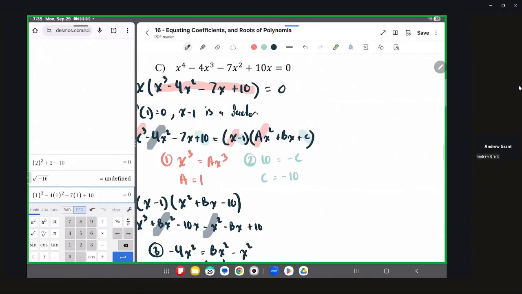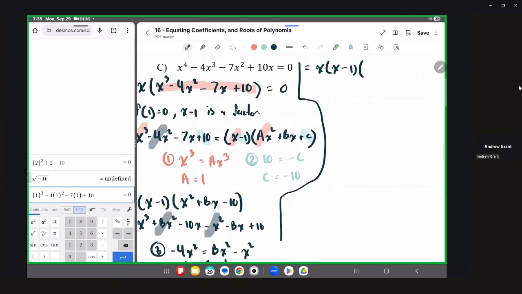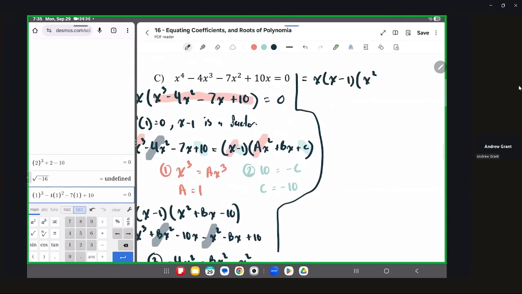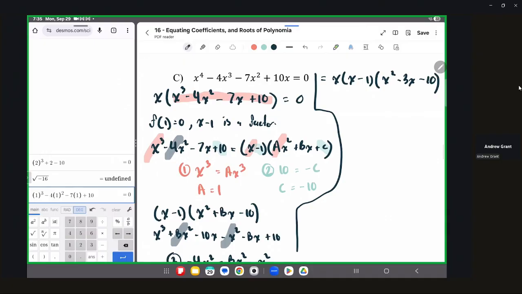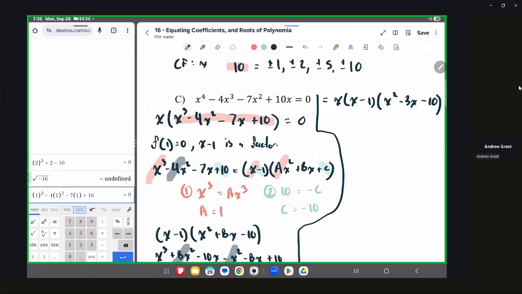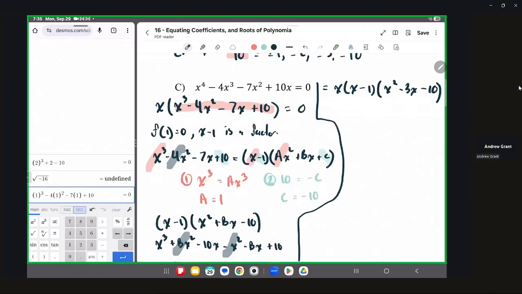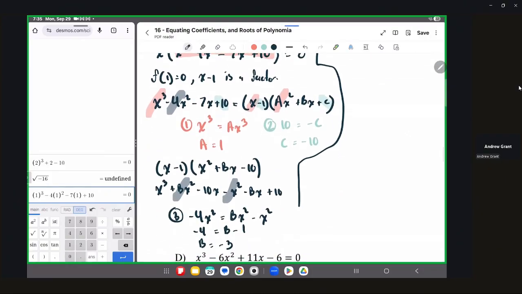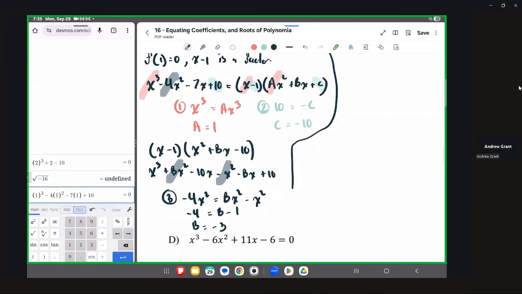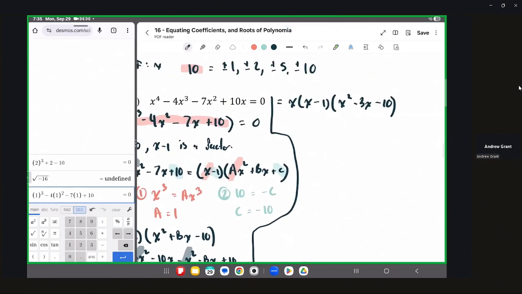So all that's to say that this thing is now going to be equal to x multiplied by x minus 1 times the quadratic, which we now know is going to be x squared minus 3x minus 10. Okay, so remember, this x came from the start because we had a common factor. We have this x minus 1 term because we used the method of undetermined coefficients to determine that the resulting quadratic must be this. And now we can factor this as a normal quadratic.